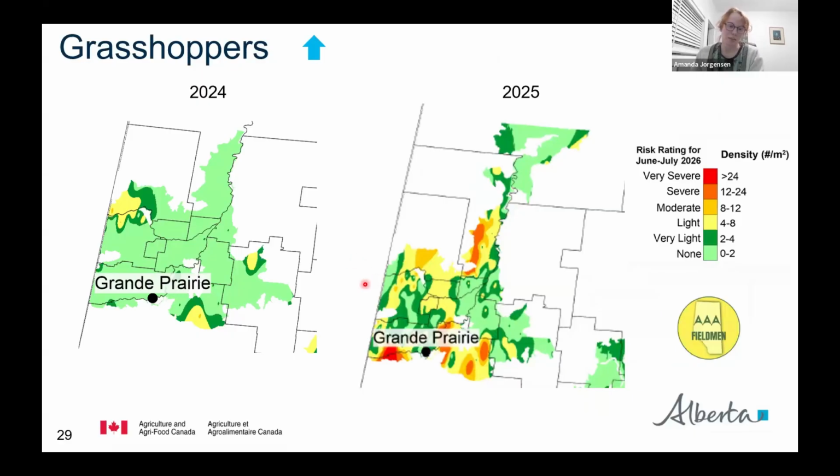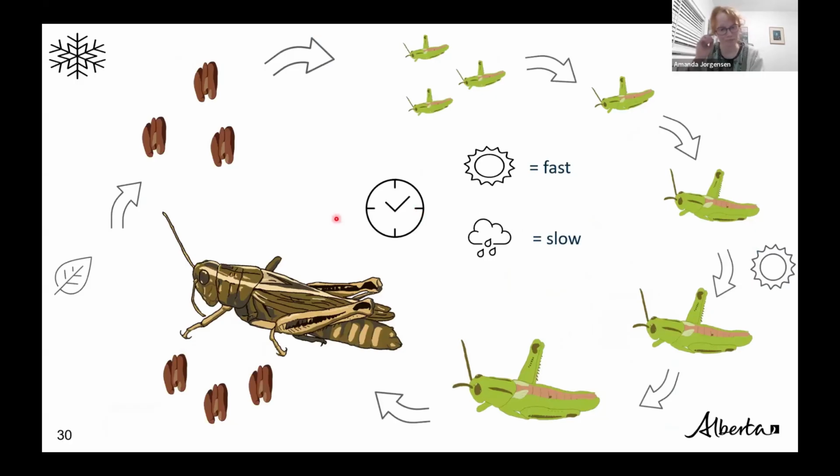Taking a closer look in the Peace, you can see 2024, last year, we had some hot spots with the higher grasshopper numbers, but 2025, we had very high numbers across the Peace, with high numbers of Brunner's grasshoppers.